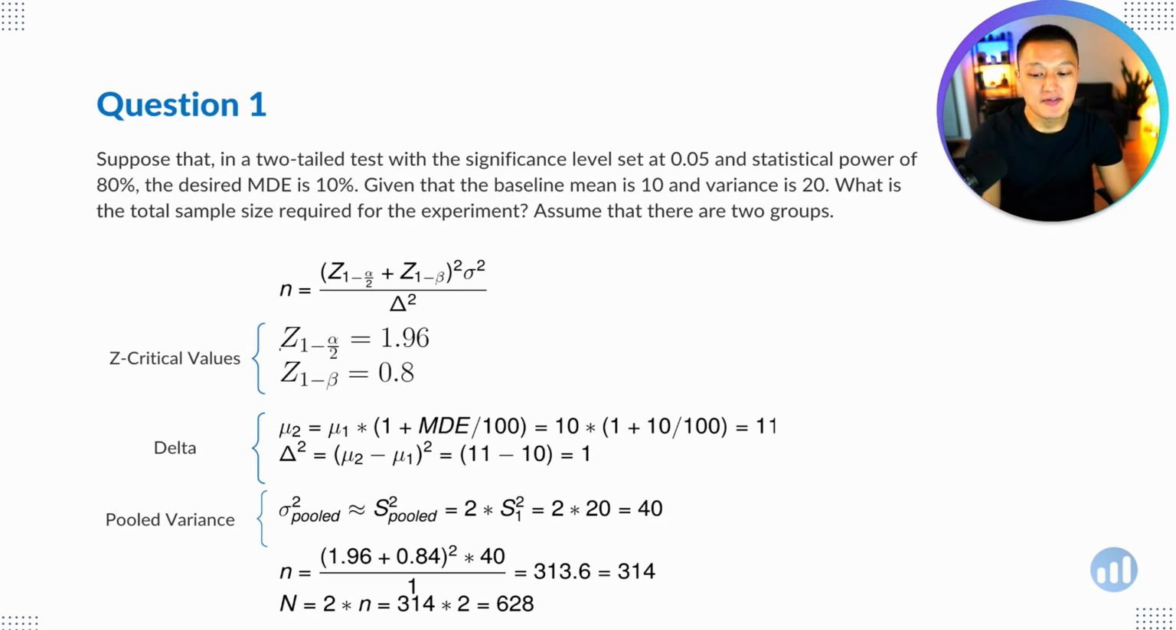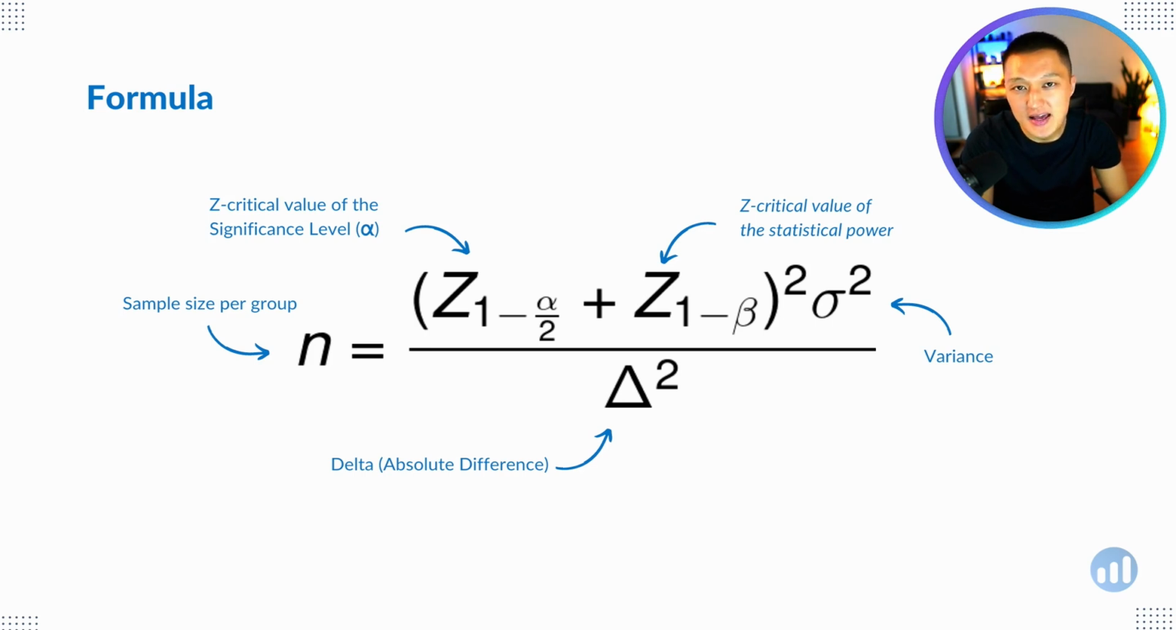So there you have it. So hopefully this provides comprehensive details in terms of how you calculate the sample size per group in an A/B experiment.